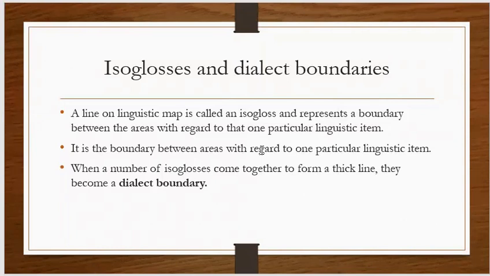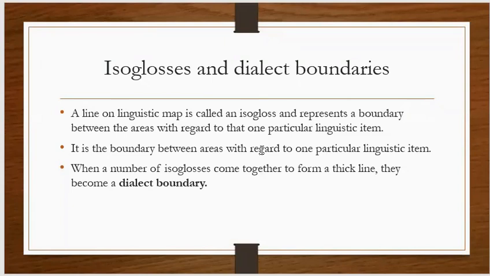But first, you must know that an isogloss is a line on a linguistic map, and it represents a boundary between areas with regard to one particular linguistic item. Wherever you draw that isogloss, that line on a map, it means that on one side of that line, people are using one linguistic item, and on the other side of the line, people are using another linguistic item.